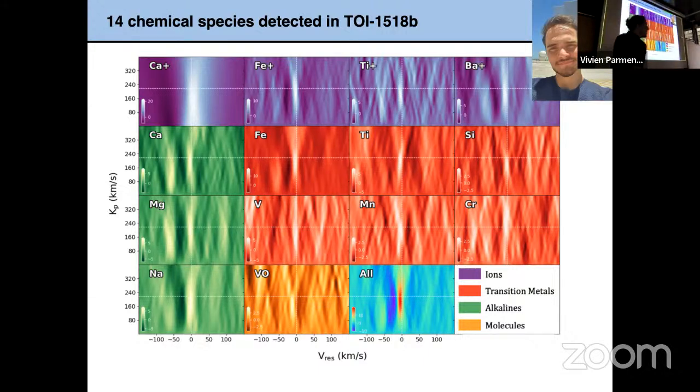All of them are not equal. Some of them are better than others. For example, TiO we can't really see in high-res, and we all think that's because the line list is not sufficiently good.